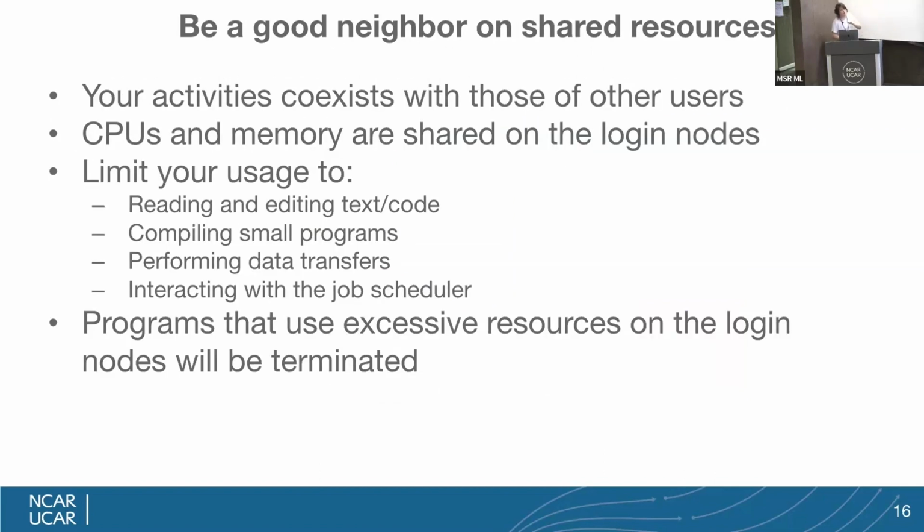Cool. Now, being a good neighbor. Again, your activities coexist with other users, so you want to be as generous and as kind to your fellow users as possible. So you want to make sure that you limit your resources on CPU and memory on login nodes. And we have it a lot more strict nowadays. We have an automated robot going around killing people's processes if they're not respecting the rules. It frustrates a lot of people, but just know that it comes from a good place. We really just want to make sure that everyone gets a fair share of the login nodes.